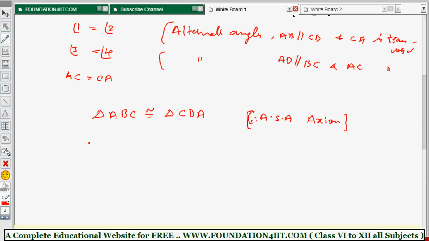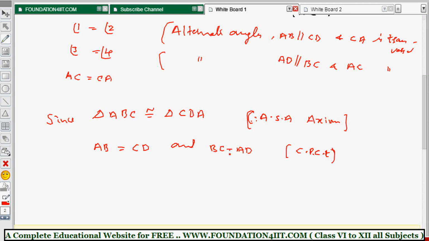So we can conclude that since these two are congruent, then AB is equal to CD and BC is equal to AD. This is CPCT, corresponding parts of congruent triangles. You already studied this in previous classes.